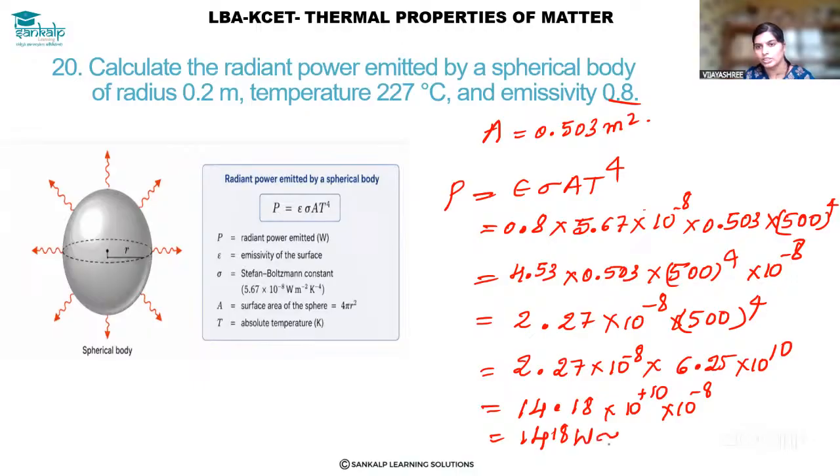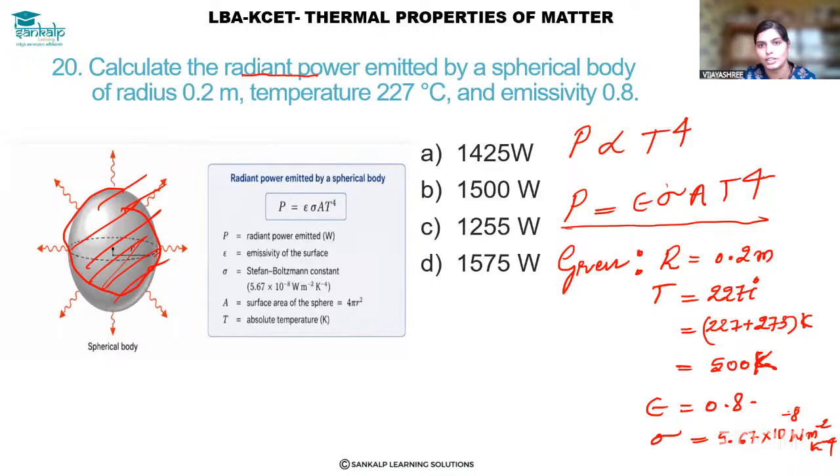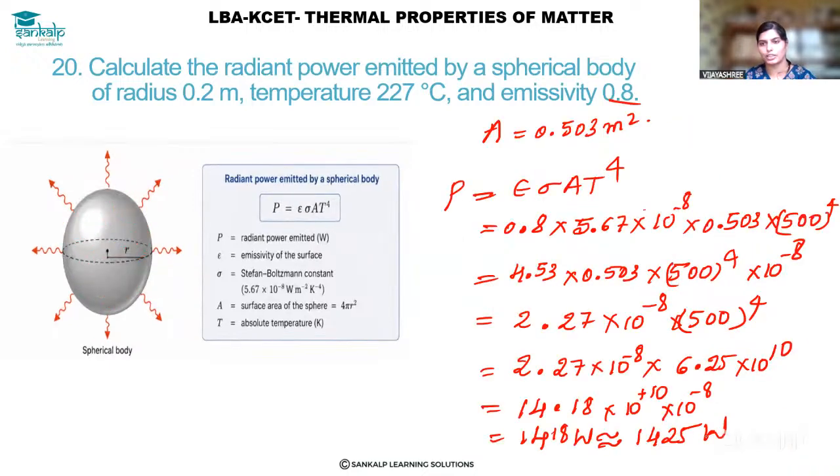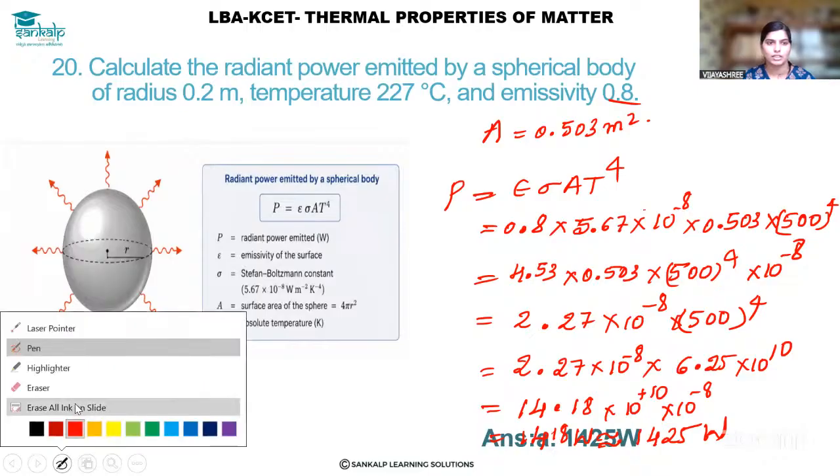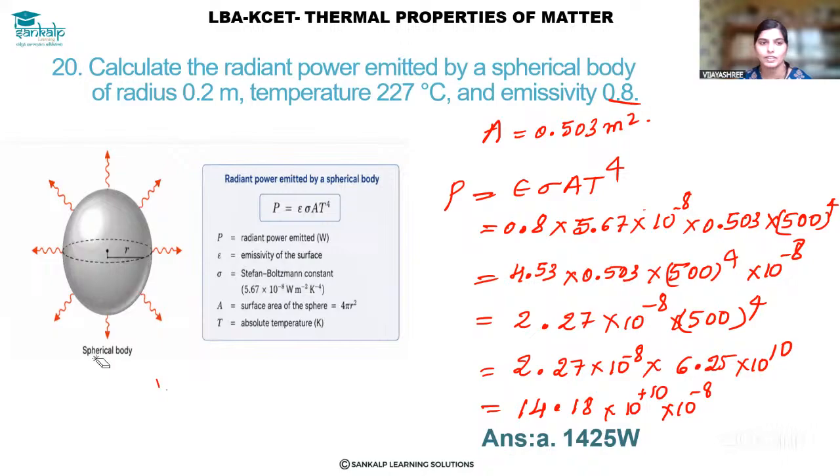1418 watt. So what is the nearest answer? It is near 1425, this much watt. So the correct answer here is option A. If you calculate exactly, taking the numbers after the decimal point, you will get exactly 1425. You can calculate this. So the right answer is option A, 1425, nearly equal to 1425 watt. So option A is the right answer. Thank you.